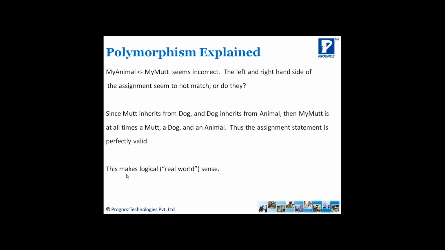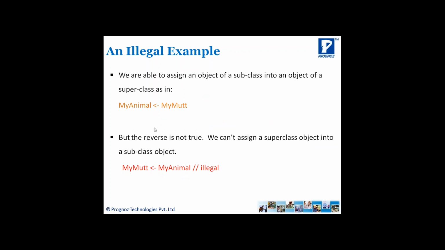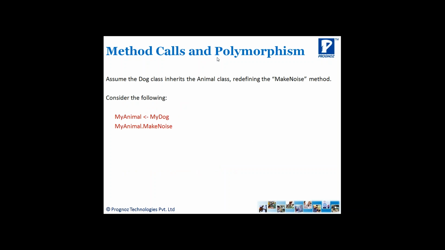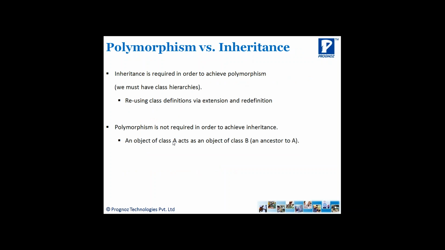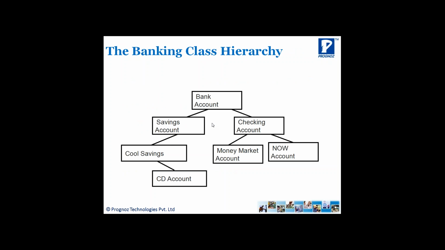So it's perfectly logical and makes real world sense. An illegal example would be saying my mutt is an animal. So it's illegal. Okay, method calls and polymorphism. Directly, we can call it. Assume a dog inherits the animal class and defines the make noise method. So my dog, my animal, like we did with extends, we can do with that. Okay, so this is a simple example and the best example to understand polymorphism.